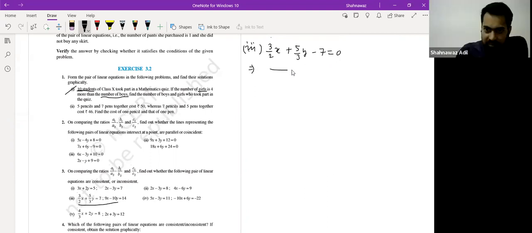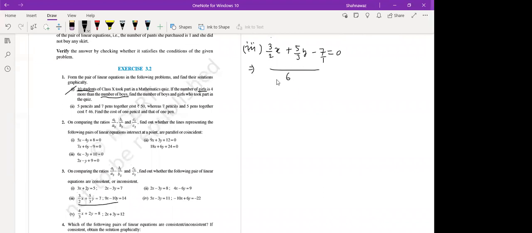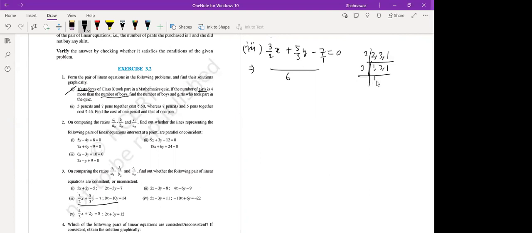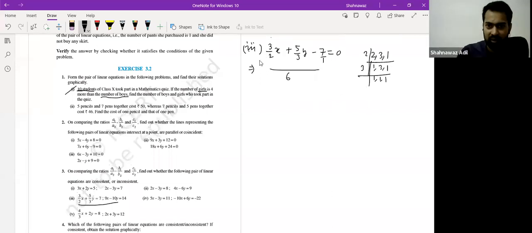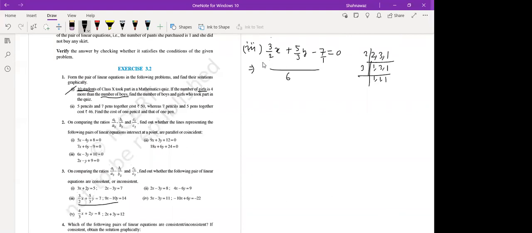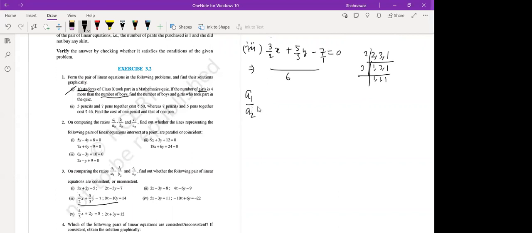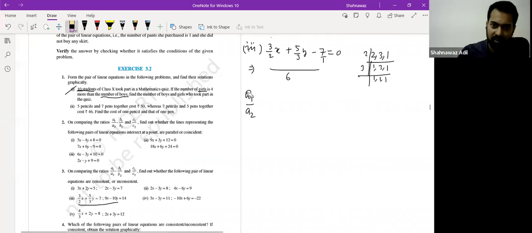So we will take the LCM of 2, 3 and 1. So this will be 6, right? In my school, they did it a little differently. They took 3 by 2 as the coefficient. That is also okay, because if we calculate the ratio, all the common factors will get cancelled out. So let's try it this way.